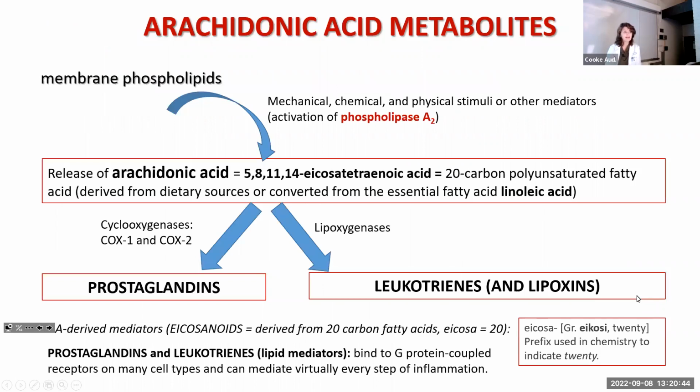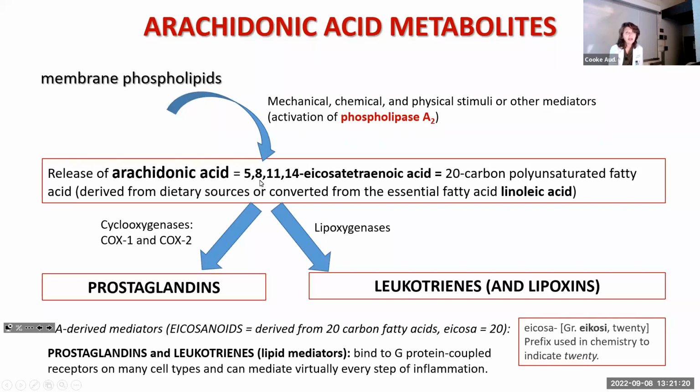The next class of chemical mediators are the so-called eicosanoids, or the lipid mediators. I don't know if you remember from biochemistry, eicosa is a prefix used in chemistry to indicate 20. Why? Because arachidonic acid is a 20-carbon polyunsaturated fatty acid. What happens in this case is that different mechanical, chemical, and physical stimuli or other mediators will activate phospholipase A2, which is an enzyme which acts on membrane phospholipids and converts them into arachidonic acid.